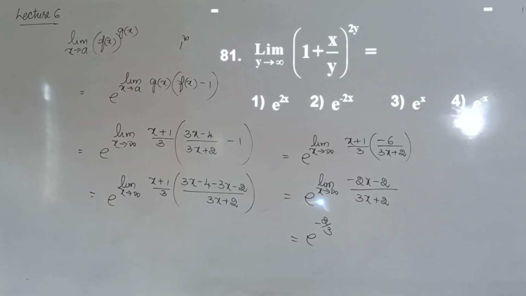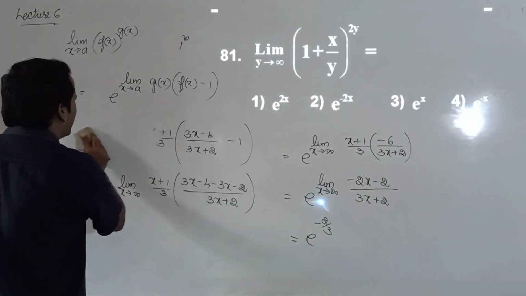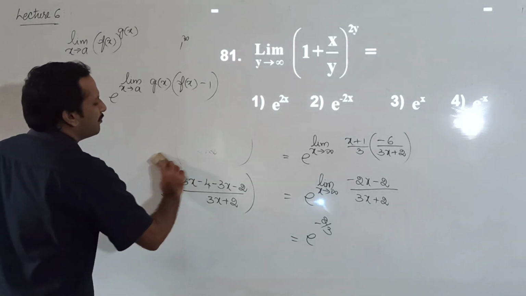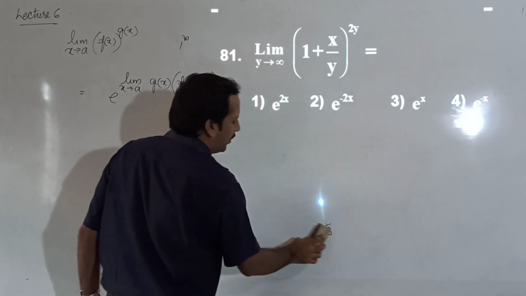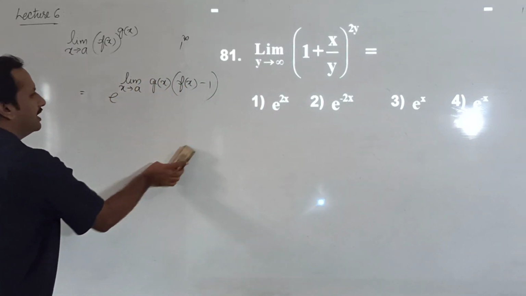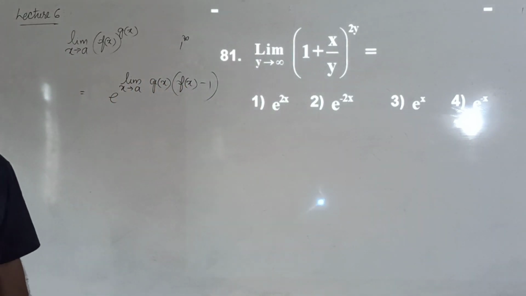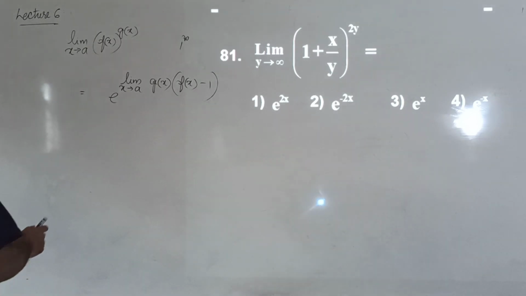Then, question number 81. Limit y tends to infinity 1 plus x by y whole power 2y. Here, y is the variable. Y is tending to infinity. X will not go anywhere. X will remain as is. Okay. So, limit y tends to infinity.